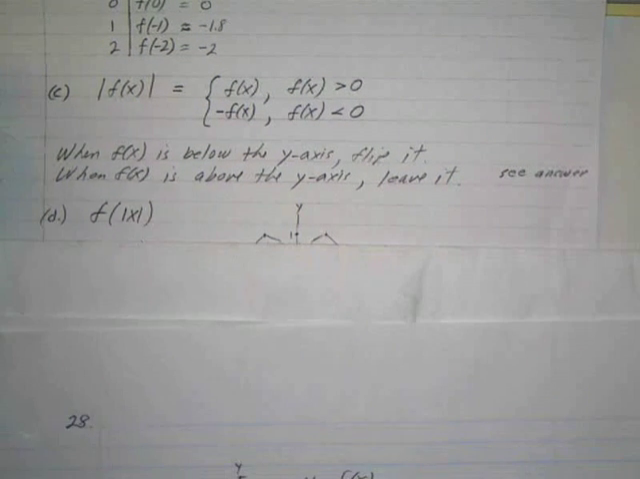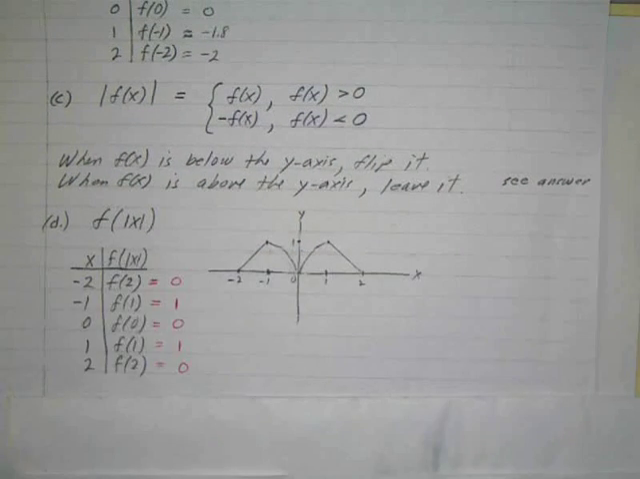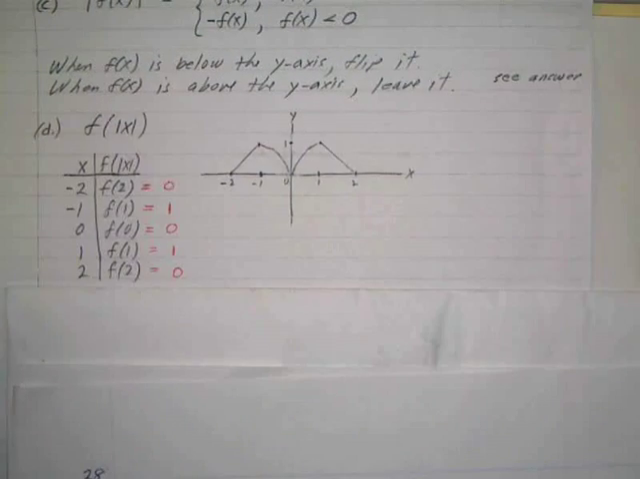And the last one, f of the absolute value of x. F of the absolute value of x. So that might be a little trickier. So what you might want to do is set up a table of values and see what goes on here.